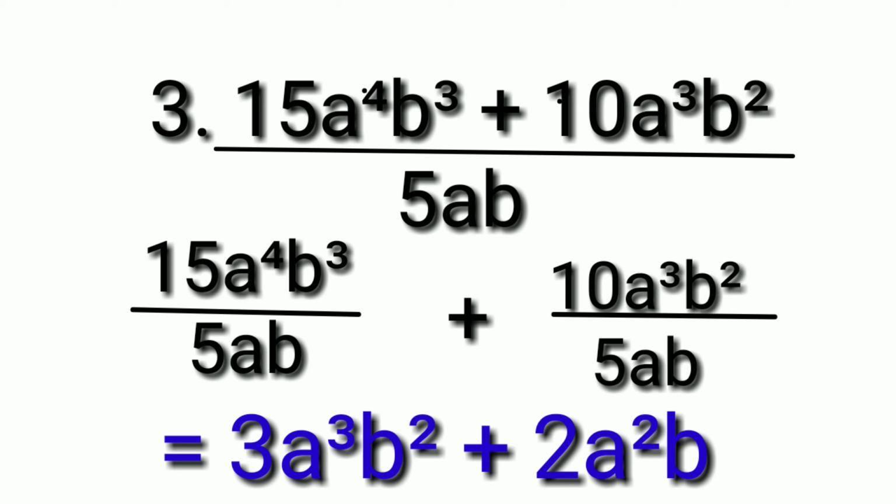Okay, example number 3. So we have 15a to the 4th b cubed plus 10a cubed b squared divided by 5ab. So the answer is 3a cubed b squared plus 2a squared b. So it is the same as 15a to the 4th b cubed divided by 5ab plus 10a cubed b squared divided by 5ab.